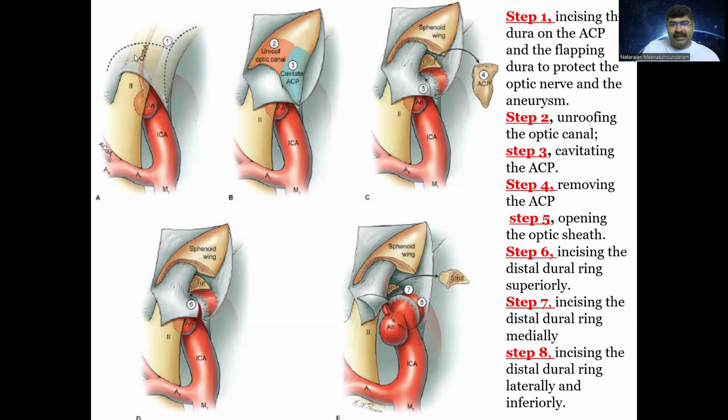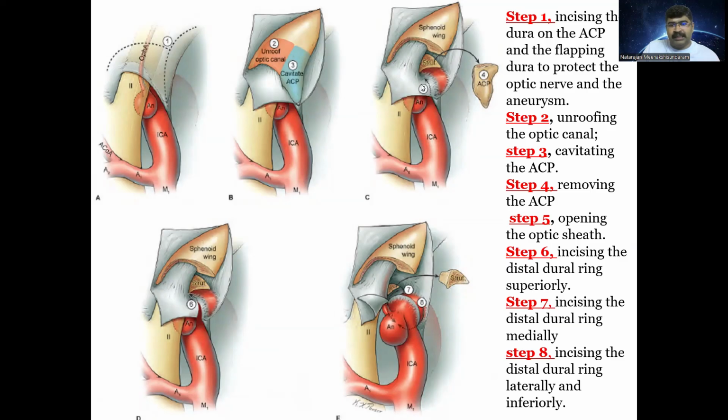You make it in a way that the flaps are reflected so that the optic nerve is protected with these dural flaps. And then unroof the optic canal and cavitate the anterior clinoid process. Once this is done, the anterior clinoid process can be removed away or it can be completely drilled out. Once it is removed, open the optic sheath.